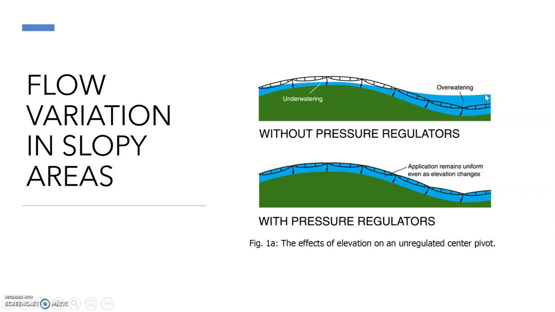So understand the difference between maintaining the pressure regulator and not. If you attach the pressure regulator in every head, we maintain equal depth on every side, whether it is a lower side or a higher side. But without a pressure regulator, in the lower side we receive more irrigation, but in the higher side we receive only a little amount of water. So this is the difference between using and not using pressure regulators.